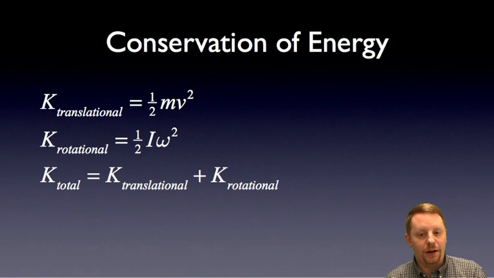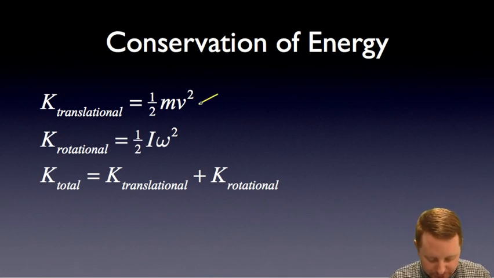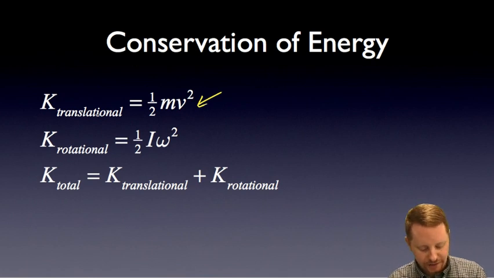Conservation of energy we've talked about before, especially conservation of mechanical energy, has been pretty useful to us so far. Well, now we're just adding a slightly different piece. We have our traditional translational kinetic energy. Translational is 1/2 mass times the velocity squared, and that's the velocity of the center of mass.